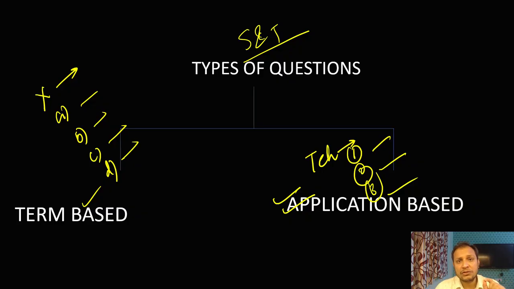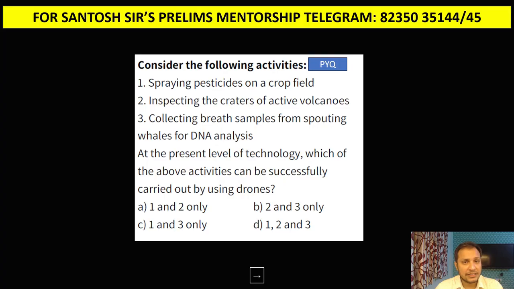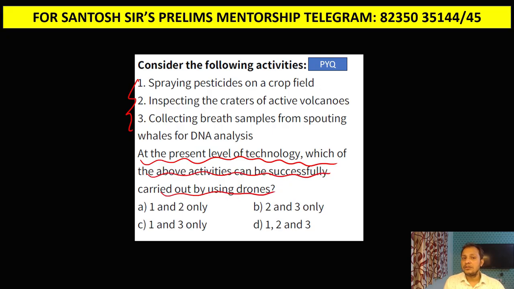So now what we are going to do is pick a few PYQs, and then I'm going to teach you how exactly you have to eliminate options. So guys, you can see this PYQ which came a few years back. This question is about drone technology. You can see here they have given 3 statements and they have asked, at the present level of drone technology, how many of them can be successfully carried out using drones. The statements, guys, are spreading pesticides, inspecting the craters of active volcanoes, and collecting breath samples from spouting whales for DNA analysis.